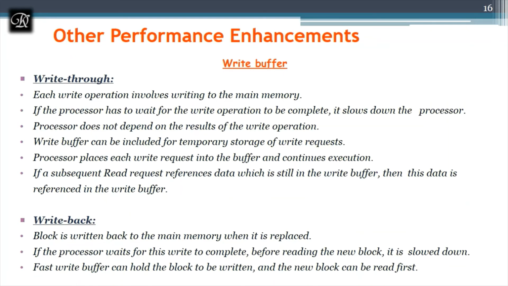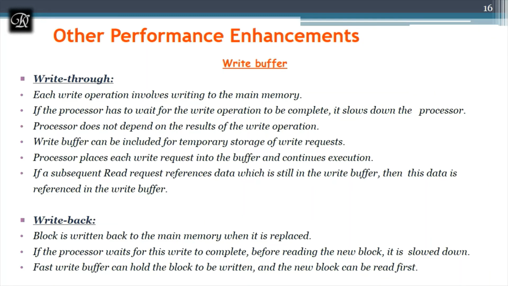Next, what else can we add along with the cache? We can add buffers also. We have seen the write-through protocol and the write-back protocol when I was discussing cache in video number 4. Here we'll see whether we can have any buffer for the same.